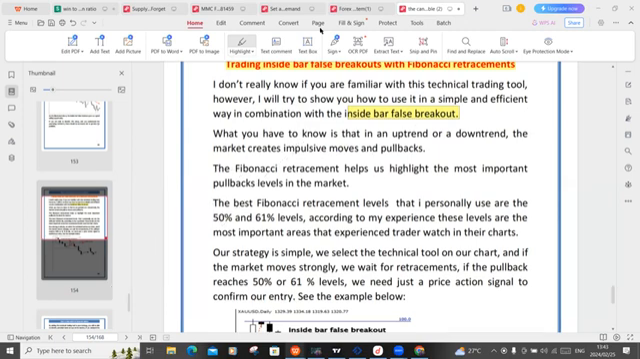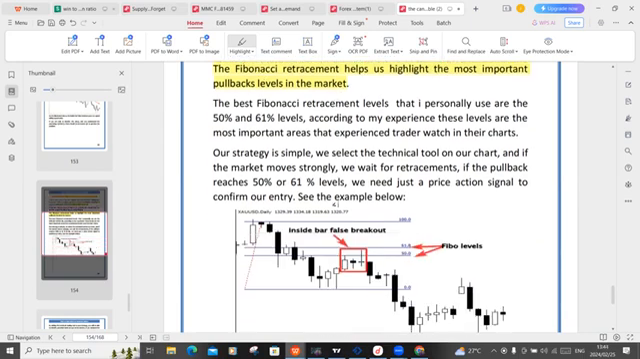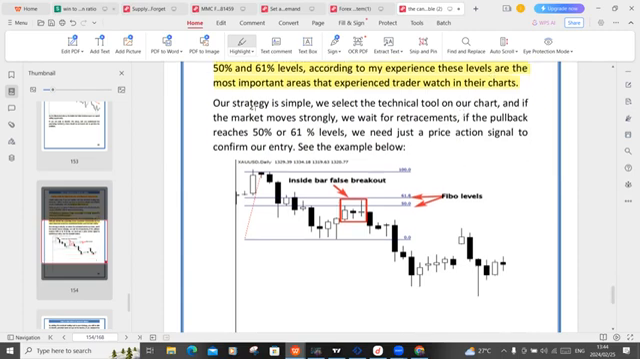I think we've been explaining it as well in the past few sessions. So the fib retracement helps us highlight the most important pullback levels in the market. That's the main use of the fib, right? The best Fibonacci retracement levels that I personally use are the 50 and 61 levels. According to my experience, these levels are the most important areas that experienced traders watch for in their charts. I think if you check a few pages before this, or the previous video, we spoke about the fib in greater detail. Our strategy is simple.